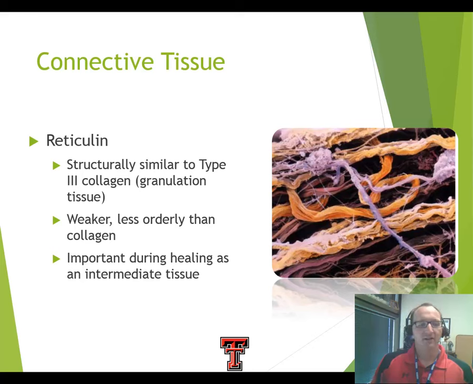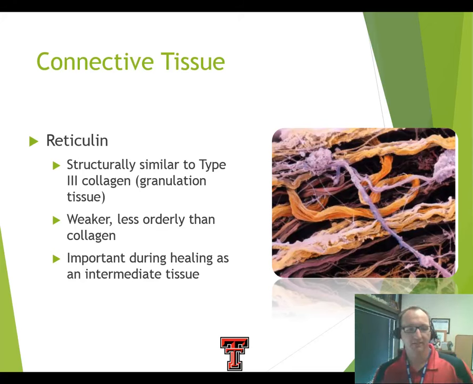Okay. Reticulin is structurally similar to type 3 collagen. Like we said, type 3 collagen, less orderly. You can kind of think about this as a collection of strings, and they're not laid in any particular order. We see the orientation moving in different directions, different planes, which hampers the strength of this tissue.